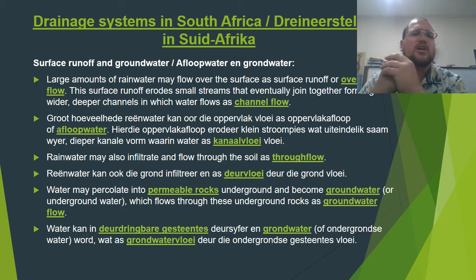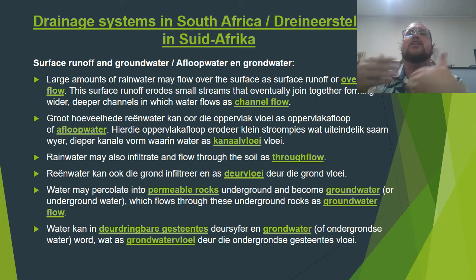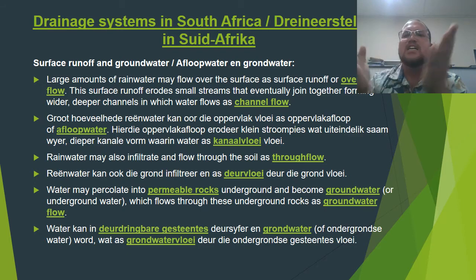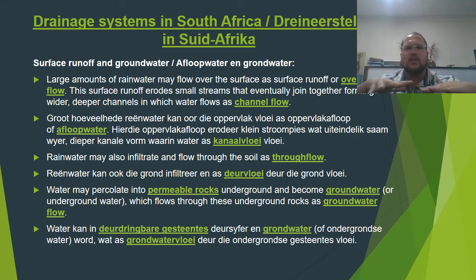Let's take a look at surface runoff and groundwater. Large amounts of rainwater may flow over the surface as surface runoff or overland flow. It tells you what it is. It's overland flow. It's just flowing over the land, the surface. This surface runoff erodes small streams that eventually join together, forming wider, deeper channels in which water flows as channel flow. So firstly, we get overland flow, afloopwater that flows over the top, oor op die bokant van die oppervlak, and then channel flow, where it channels into something that looks more like a river.